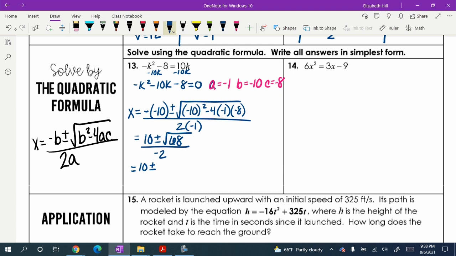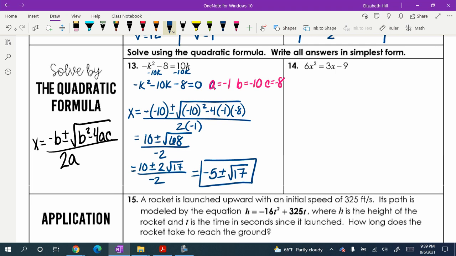So this will give me 2 square roots of 17 all over -2. Now, here's a situation where we can divide both by -2. And so we're going to get -5 plus or minus, sorry, the 2 will cancel, plus or minus the square root of 17. So those are my 2 solutions that are there.